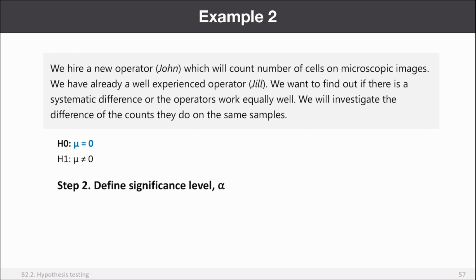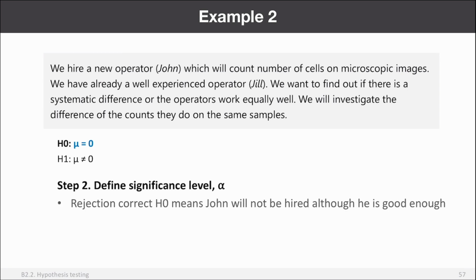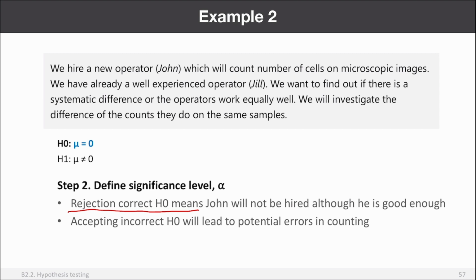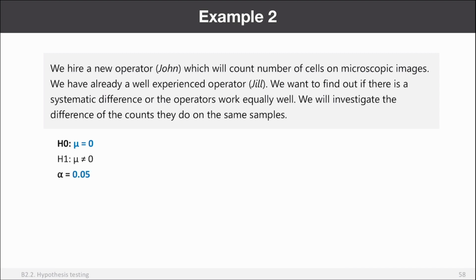Now, significance level. Again, if we reject the correct null hypothesis, it means that John will not be hired, although he is good enough. On the other hand, it's not a big risk because we can probably find another operator, and John, if he is very well skilled, can probably find another job. So it's not a very high risk of doing something wrong. So in this case, I think using an alpha of 0.05 will be a good idea, and I will use alpha of 0.05.